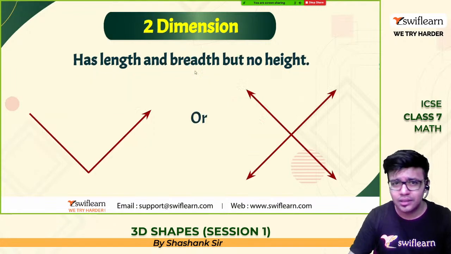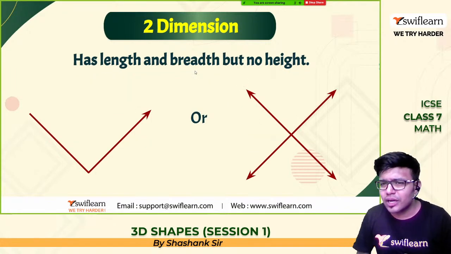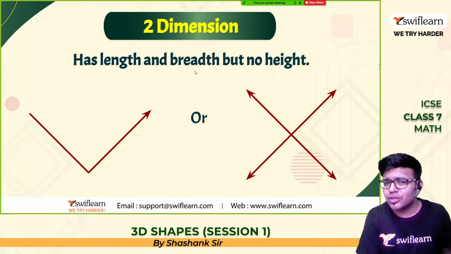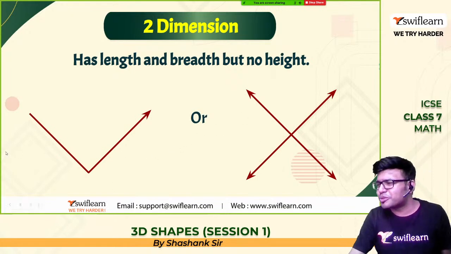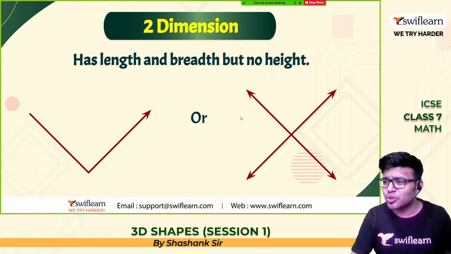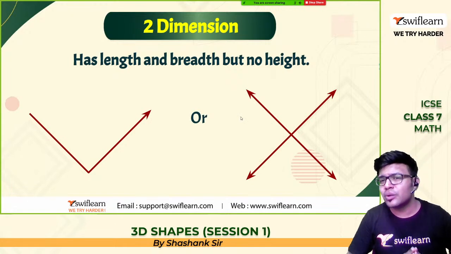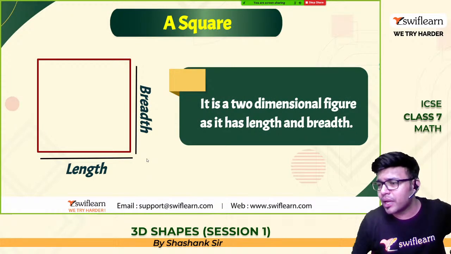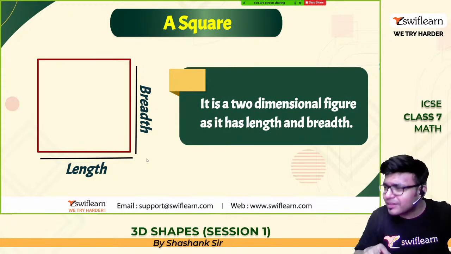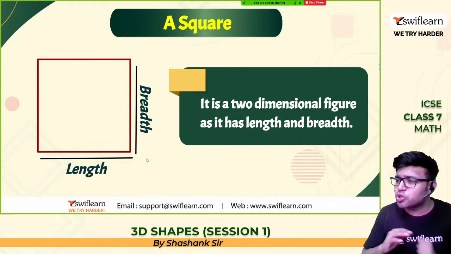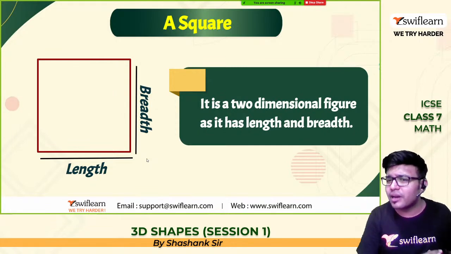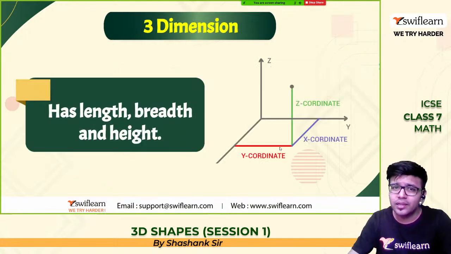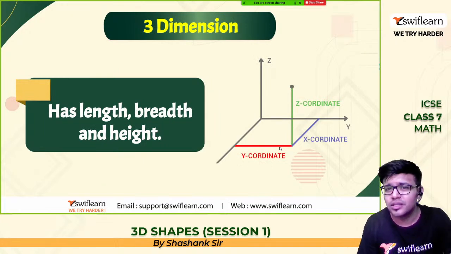Sorry for the mistake. Two-dimensional object. What are two-dimensional objects? They have length and breadth but no height. So is this a two-dimensional object? No, these are just lines. You should draw a complete figure, then only can you call it two-dimensional. For example, a square. It has length and breadth, so it should be a geometrical figure. This is two-dimensional. Now what is three-dimension?